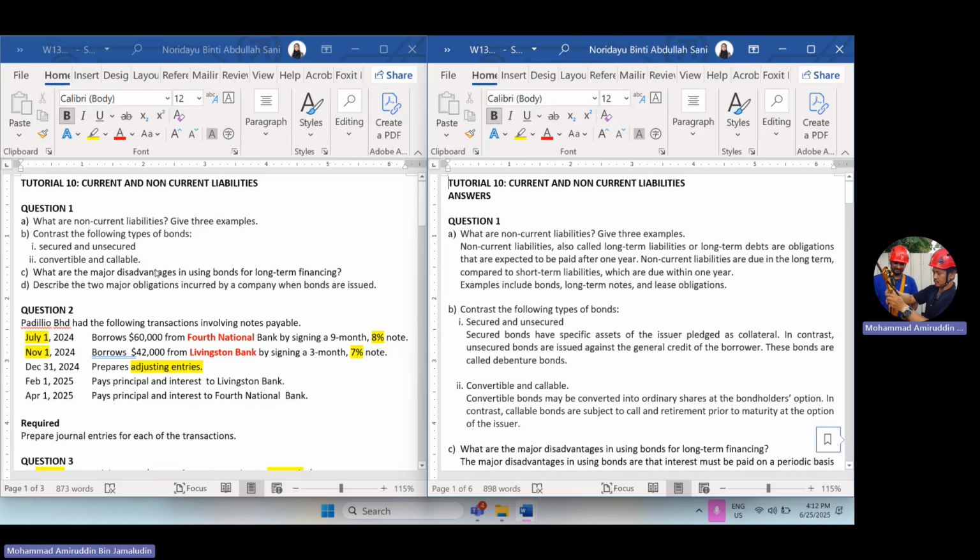What are the non-current liabilities? Give 3 examples. As I mentioned earlier, if short-term liability or current liability is within a year, so beyond 1 year, we are going to group it as your non-current liabilities. It's a commitment and obligation that needs to be settled by the business, by the organization. It is due in the long term, which is more than a year. Examples, we have bonds, long-term notes payable, or lease obligations.